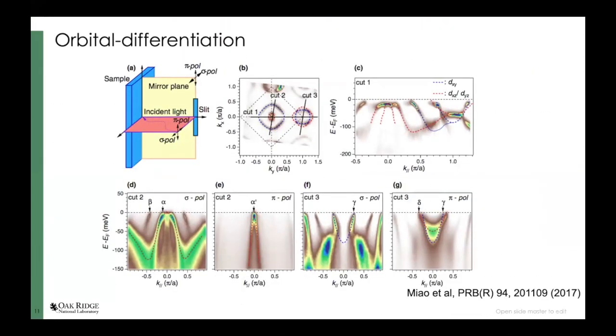So the first thing that we would like to study is the orbital differentiation, meaning the dynamic response of electrons with different orbitals are different. You see the typical ARPES spectra, and we can identify the orbital characters by changing the incident photon polarization.